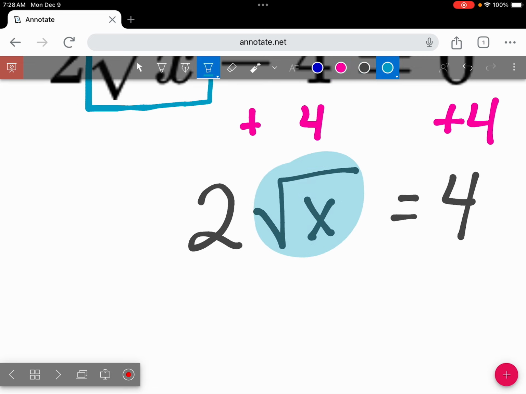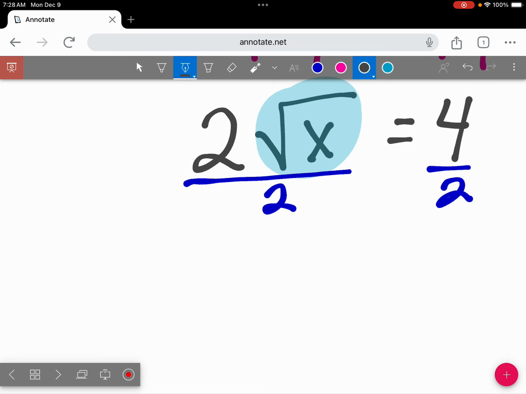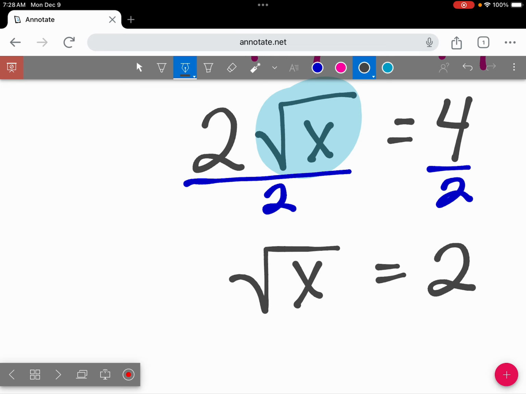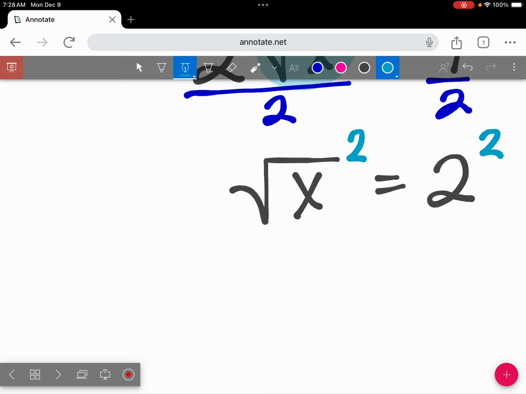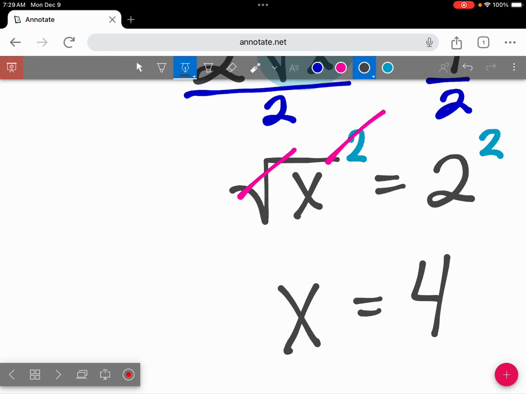I still want to get this square root all by itself, so I would like to get rid of that 2. So let's divide both sides by 2. We're going to have our square root of x equals 2. And then what do we do? We're going to square it. It's already being square rooted, so we want to undo the square root, and that's how we square it. So my square root and my square cancel out, leaving me with just x equals 2 squared, which is 4.